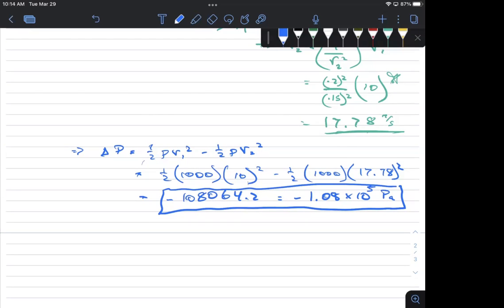So I don't know what the actual pressure is. I don't know what P2 is. But what I know is that whatever P1 is, P2 is 1.08 times 10 to the fifth less than P1. And so that's why we get a negative number. The pressure went down. And again, does that make sense?